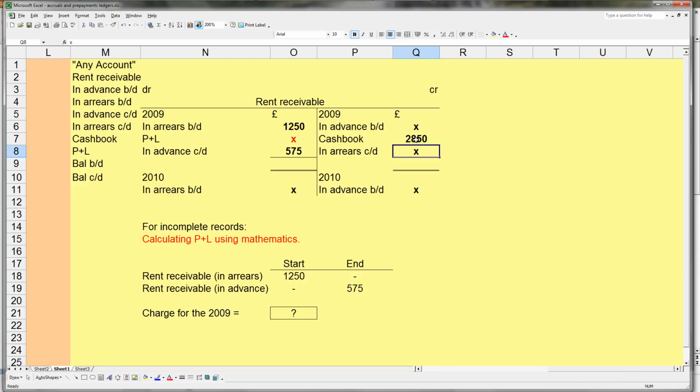So 1025 is the charge for the year for 2009. We can enter that into the accounts. So 1025 will go in here, and then they're balanced. Just obviously for neatness and tidiness, advanced CD, advanced BD, make that 575 as well.